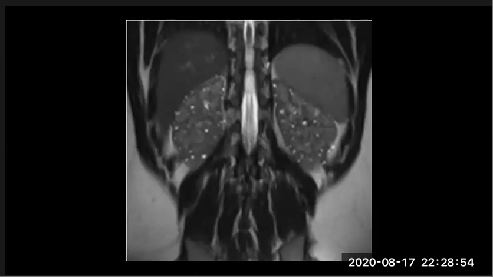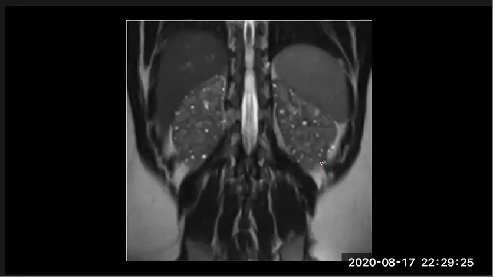Okay, this is T2. So this is a T2 coronal image for the abdomen. What you see? We see here the spleen, the liver, and the kidneys, and the pathology in the kidneys. What do we see in the kidneys?